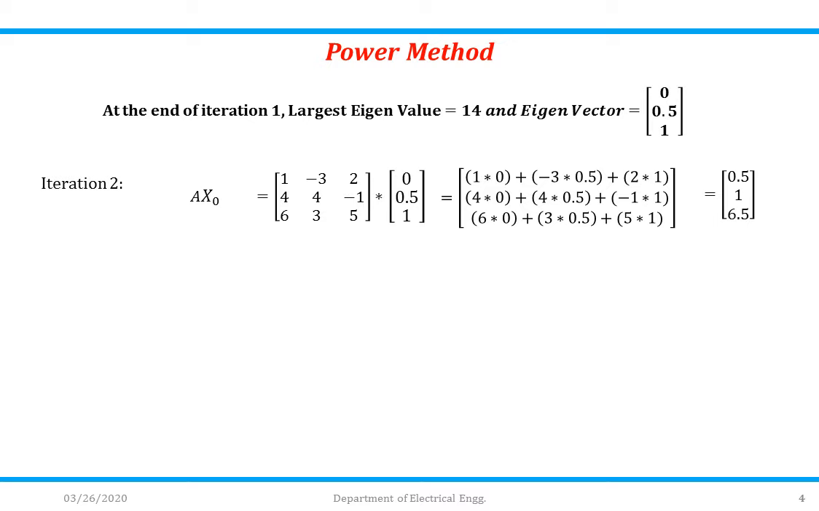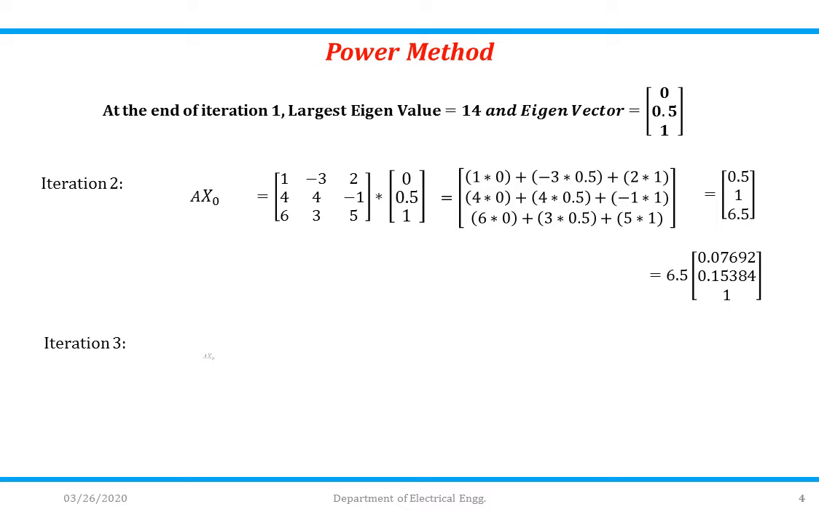Now as the question asks for the largest eigenvalue, here the largest number is 6.5. So take 6.5 common here. So what will it be? 0.5 divided by 6.5, you will get this answer. 1 divided by 6.5 is 0.15384. And 6.5 divided by 6.5 will be 1. So at the end of the second iteration, we can say that the largest eigenvalue is 6.5 and this is your corresponding eigenvector. Similarly, you have to find it for iteration number 3.